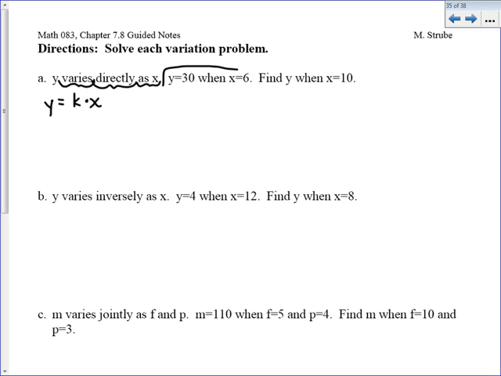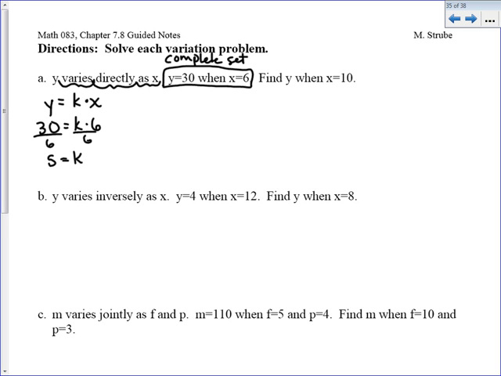Now let's use our complete set of information. So this is our complete set. So y equals 30 when x equals 6. So I'm going to go into my equation. I'm going to replace y with 30. K I'll never know at this point. That's what we're always solving for first. So k times, and then x is 6. How do I solve this for k? Divide by 6. It's being multiplied by 6. The opposite of multiplying is dividing. So to solve for k, I'm going to divide both sides by 6. So I get k equals 5.